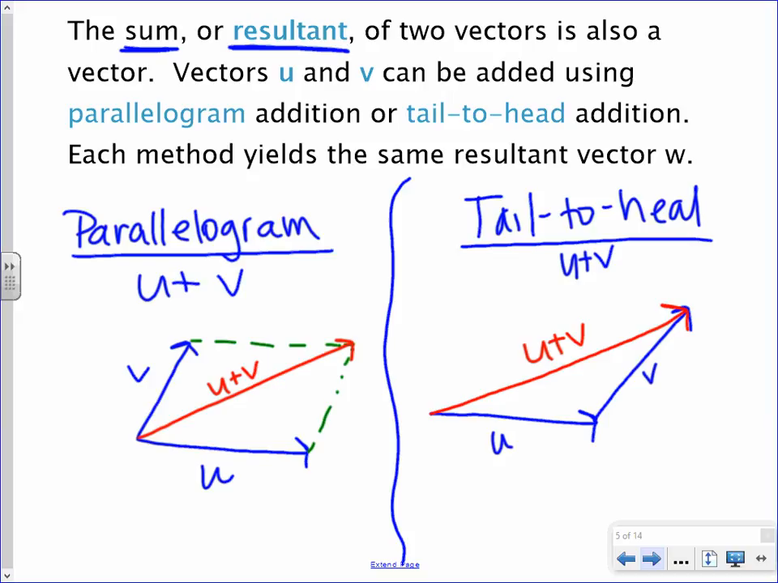Okay? When we come back from lunch, we will look at what it looks like with numbers. Enjoy your food.